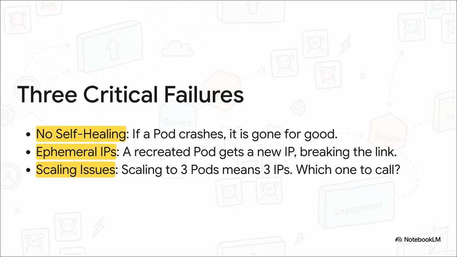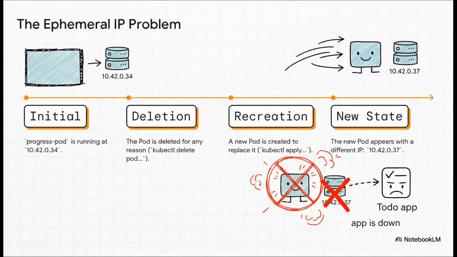And third, what about scaling? If we want 3 progress pods for redundancy, we now have 3 different IPs. Which one are we supposed to hardcode? And this just shows you the problem in action perfectly. Our original pod is running at .34. Someone deletes it. A moment later, Kubernetes does its thing and creates a new one to replace it. But look, it comes up with a new address, .37. Our to-do app is completely clueless. It's still trying to call that old, non-existent IP. And just like that, our application is down.